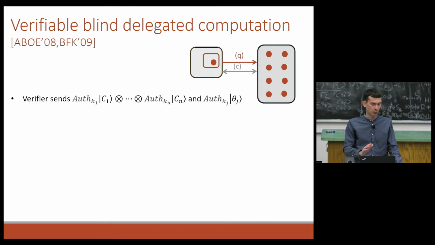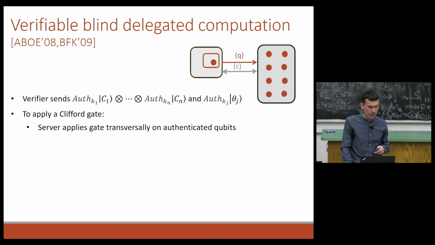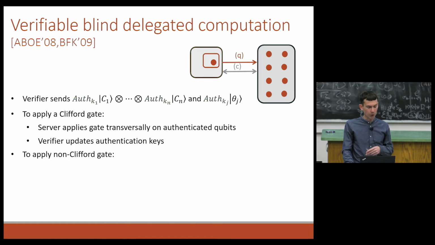It's going to look like what we described before. The verifier is going to send the authenticated qubits one by one. And here I wrote the fact that the input is some description of the circuit that you want to run, and also some authenticated magic states that are prepared independently and that are going to be required for applications of T gates or Toffoli gates in the computation. To apply Clifford gates, that is done in the same way as we described earlier, because the authentication code used here is not the Clifford code, it's this polynomial code that allows you to apply Clifford gates transversally. So the server just does that. There's nothing for the verifier to do except update its keys, which it does.